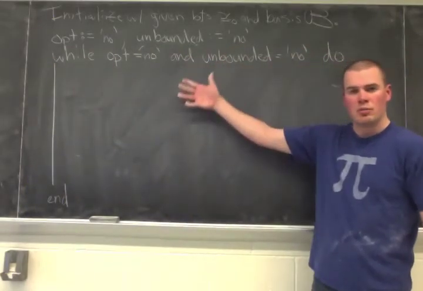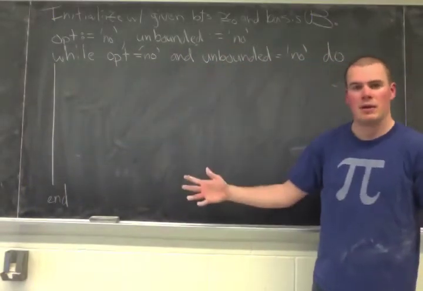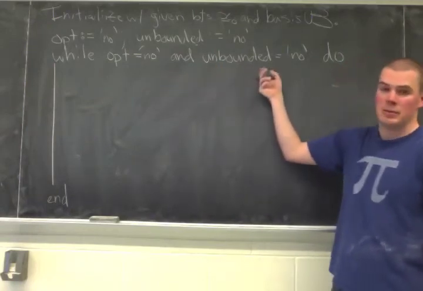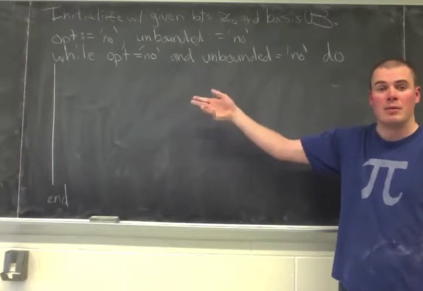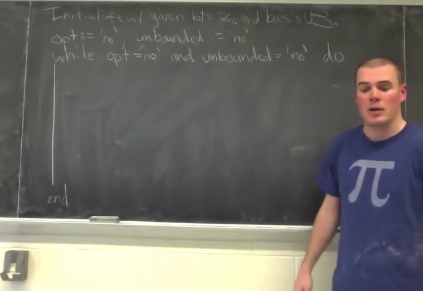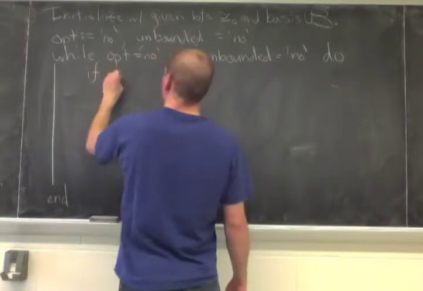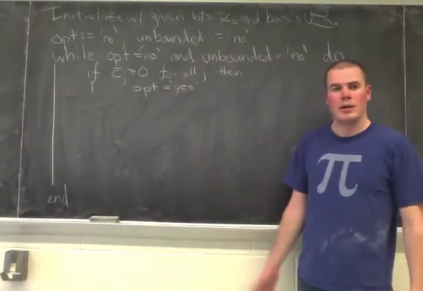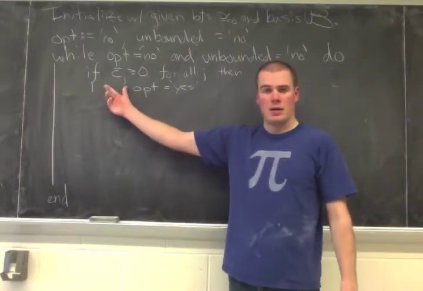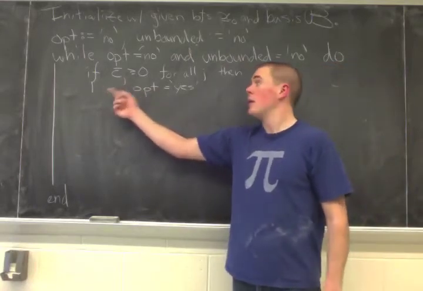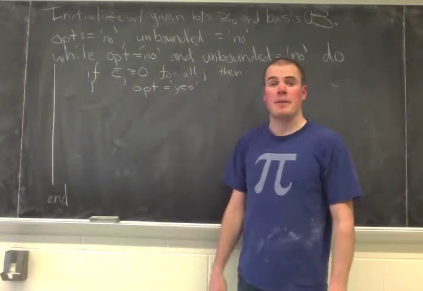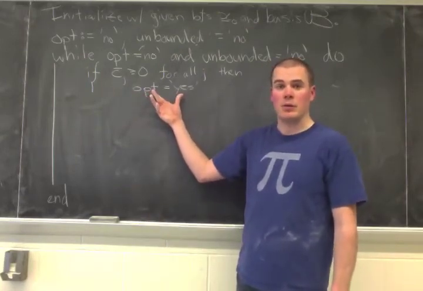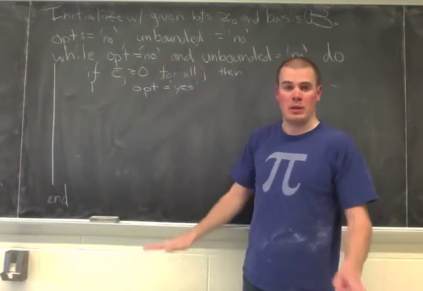We're going to have a loop which just repeats infinitely until we see that opt becomes not no or unbounded becomes not no. So we'll either figure out where we have our optimum or we'll find out we have become unbounded. If we look at our relative costs, Cj, if this is always non-negative, then we've satisfied our optimality condition. And so for optimum, we should say yes. That's all we'll do. And it'll spit us out of this loop and we'll be done.